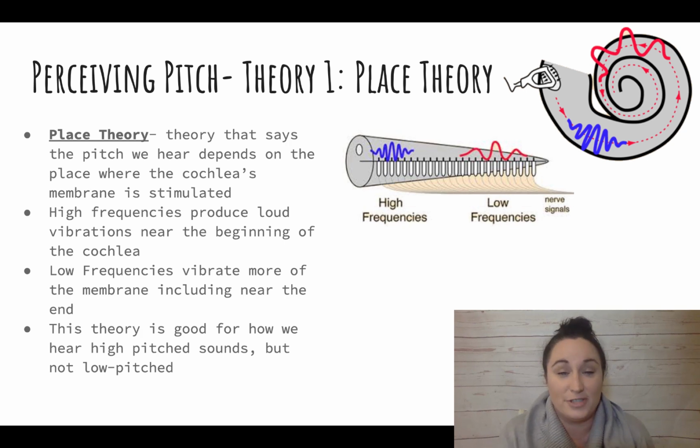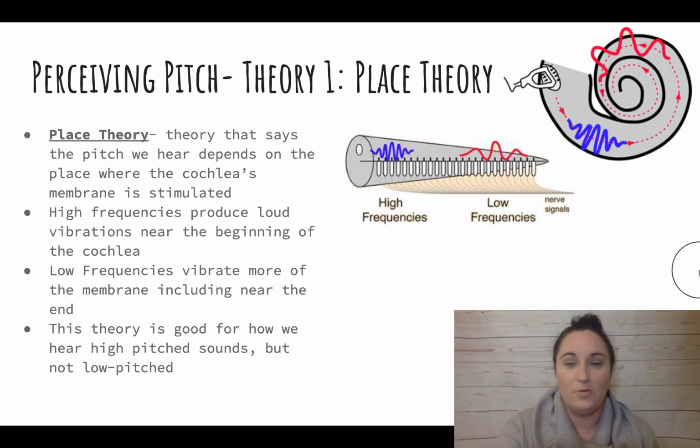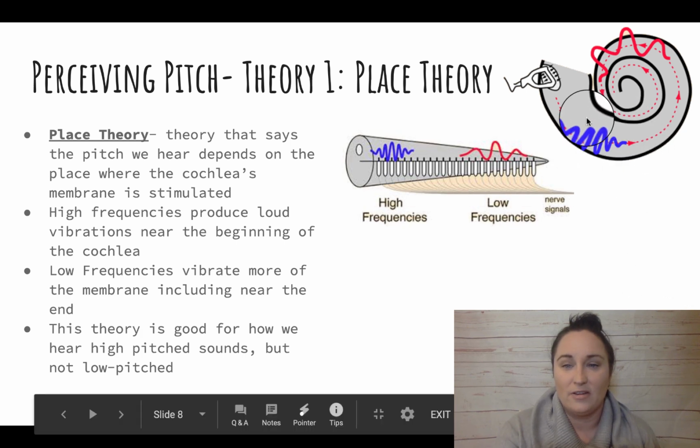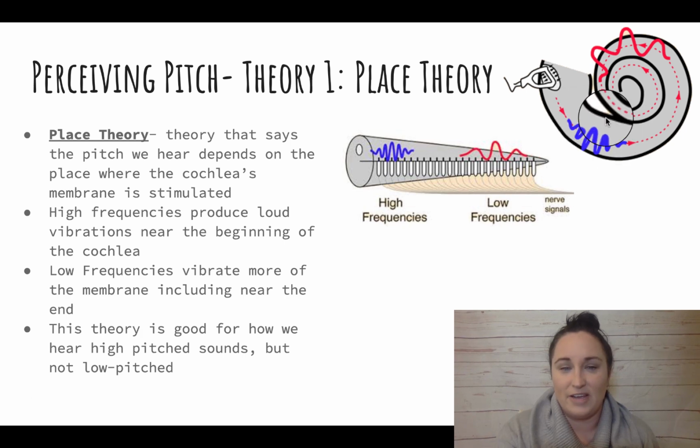Okay, so now there are two theories of pitch that you need to know. The first is place theory. For this one, we're going to focus on the cochlea. This theory says that the pitch we hear depends on the place where the cochlea's membrane is stimulated. If it's a higher frequency, it produces a loud vibration, and that happens at the beginning of the cochlea. This blue right here is the high frequency. It would happen at the beginning of the cochlea.